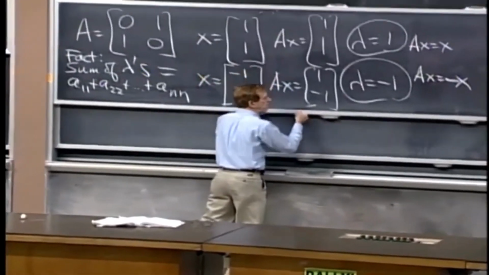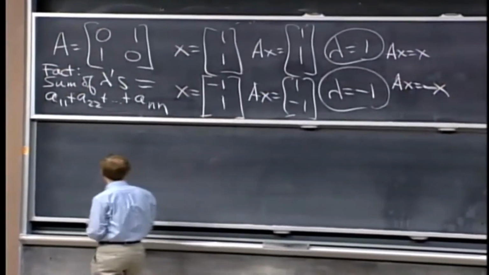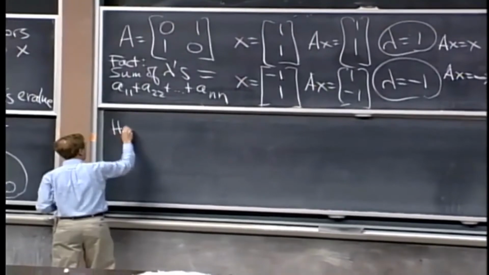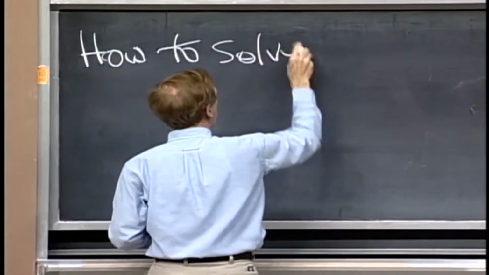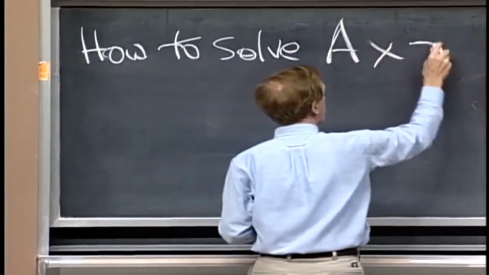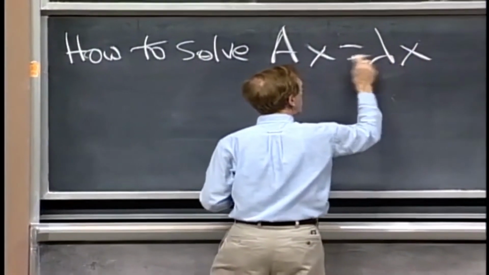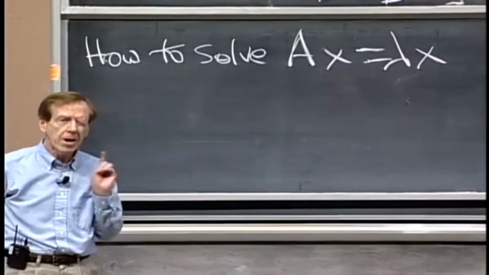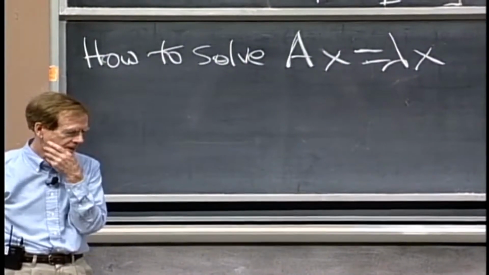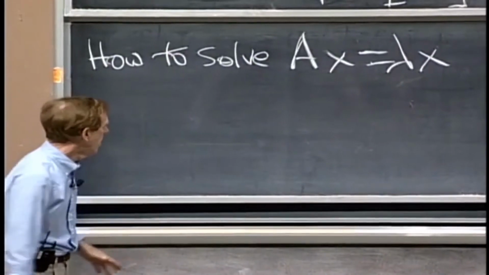So let's look at how we actually find this in a real situation. How to solve. So this is Dr. Gilbert Strang trying to explain how to solve the problem Ax equals lambda x when we have two unknowns in the equation. Okay, here's the trick. Simple idea.